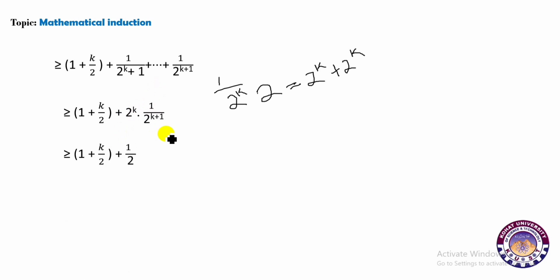Now one can cancel out 2 raised to the power k with 2 raised to the power k, and we will be left with 1 over 2. So we get 1 plus k by 2 plus 1 over 2, which is greater than or equal to 1 plus (k plus 1) divided by 2. But we should take equality here rather than inequality.